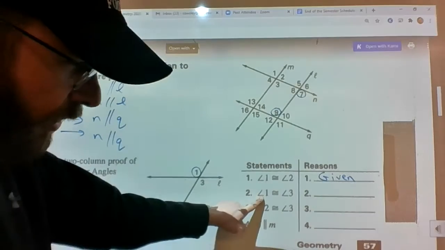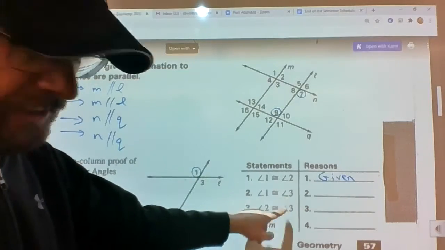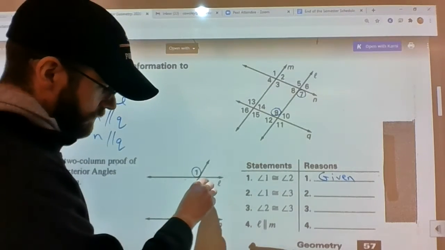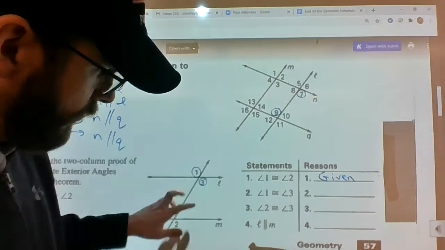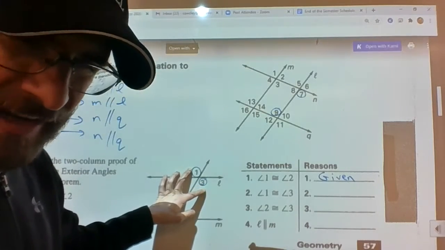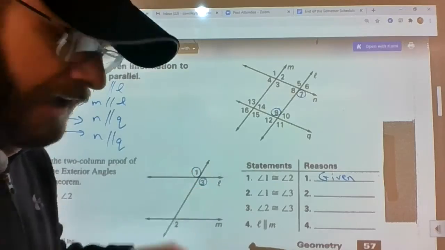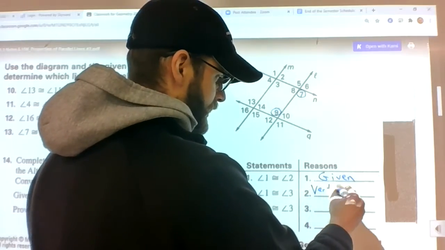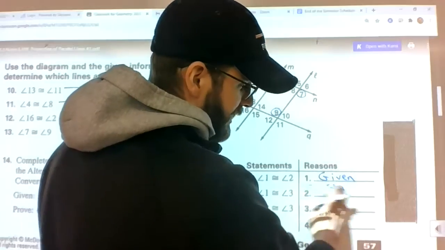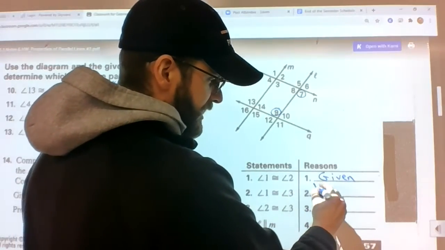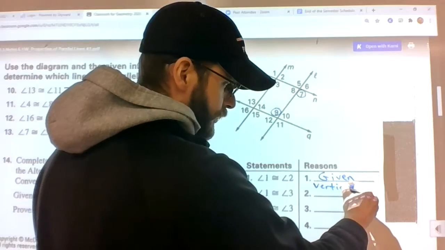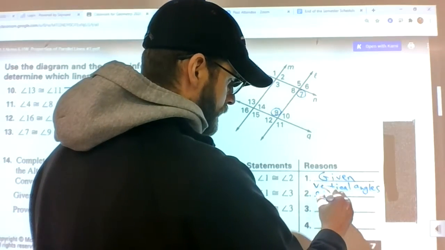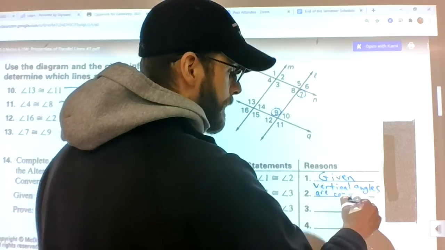So why does angle 1 have to be congruent to angle 3? Well, the angles are across from each other. Isn't there a name for that? Oh, they're vertical angles. Actually, here's what you do. When you write the proof, you say vertical angles are congruent, because that's a true statement always.